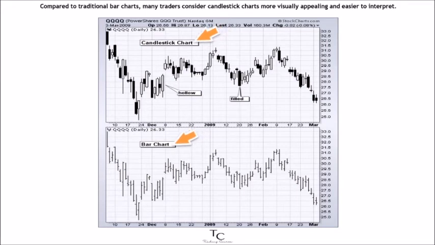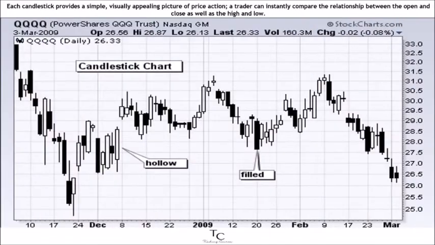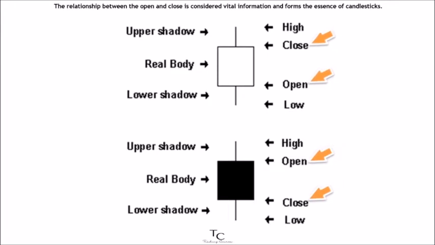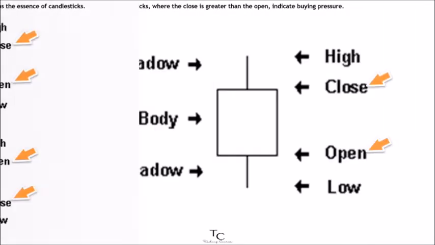Compared to traditional bar charts, many traders consider candlestick charts more visually appealing and easier to interpret. Each candlestick provides a simple, visually appealing picture of price action. A trader can instantly compare the relationship between the open and close as well as the high and low. The relationship between the open and close is considered vital information and forms the essence of candlesticks.